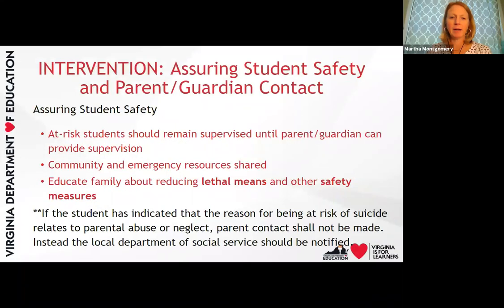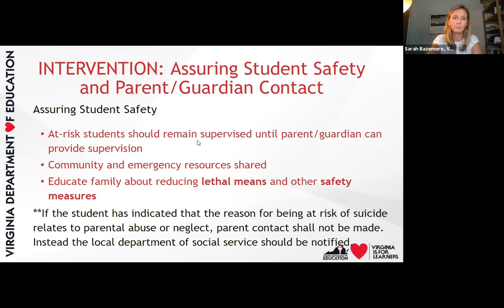So when we're making contact with a parent, we might do this in the presence of the student, but we might do it separate from the student if we think that that might result in a negative outcome. So we always want to make sure that that student is supervised until the parent or guardian can provide supervision.